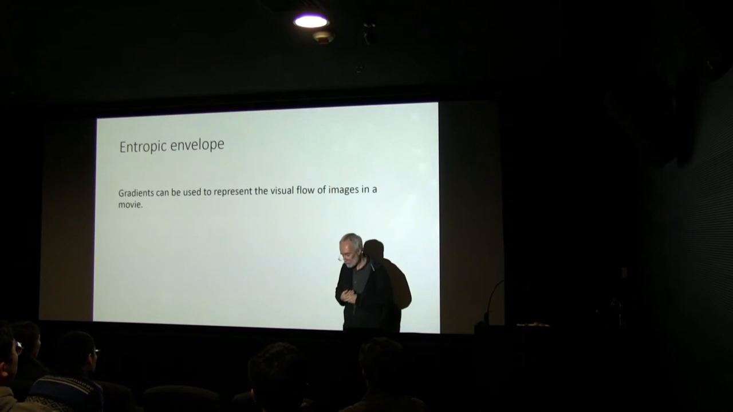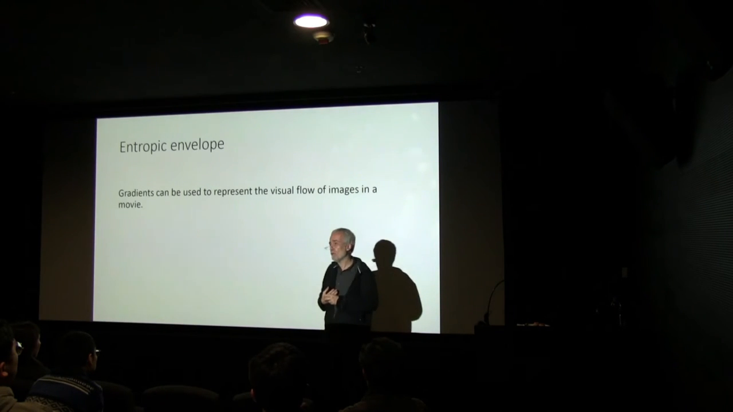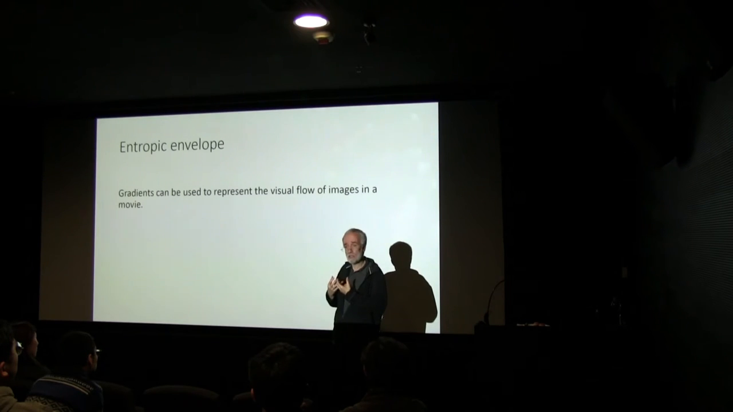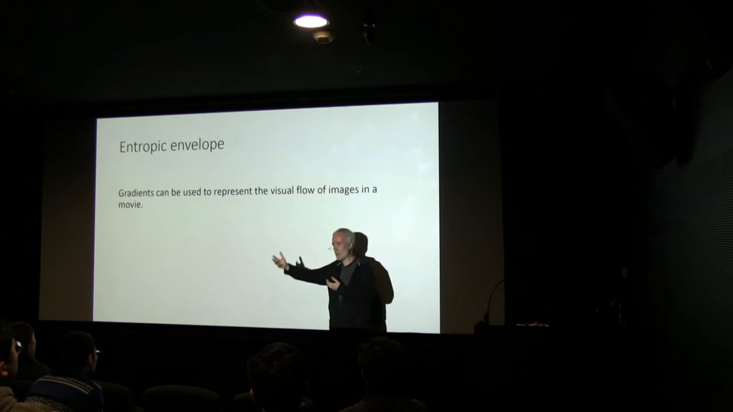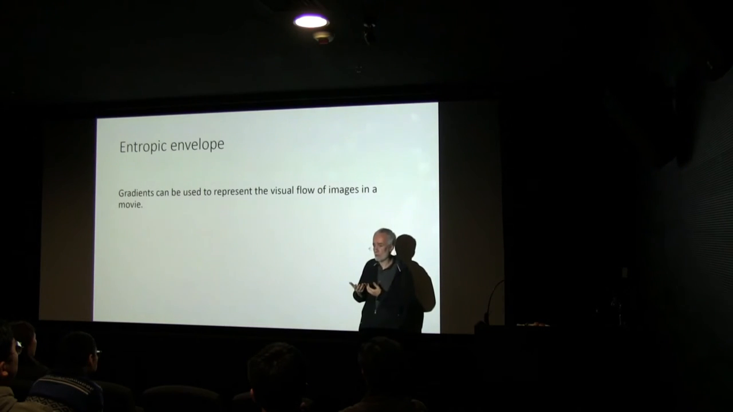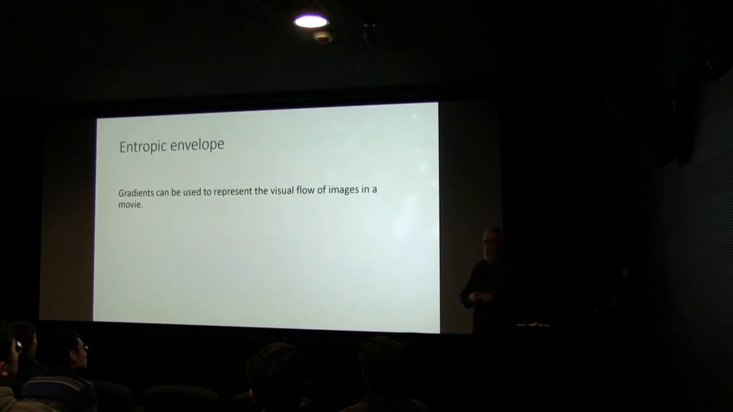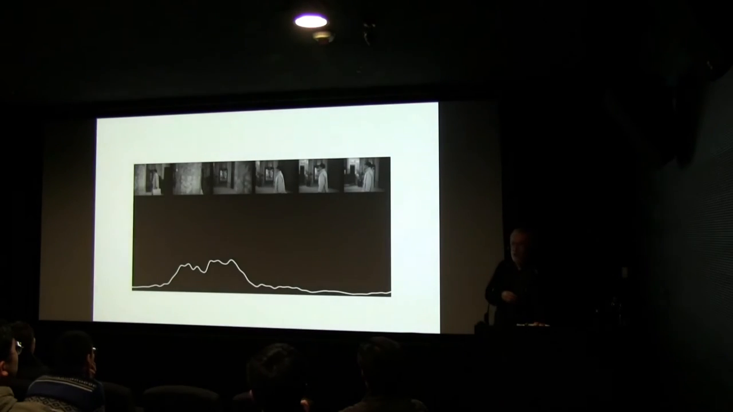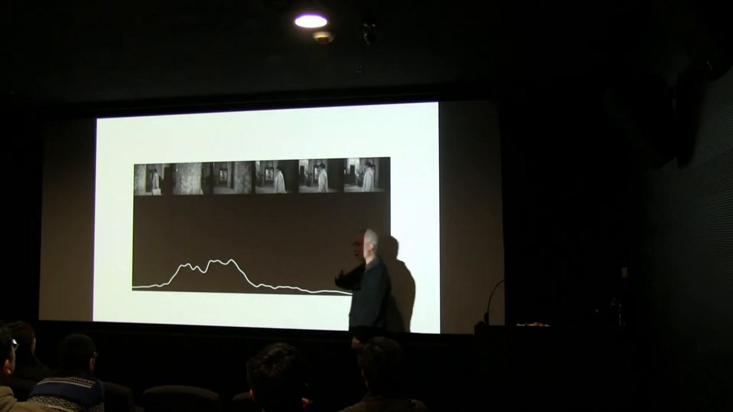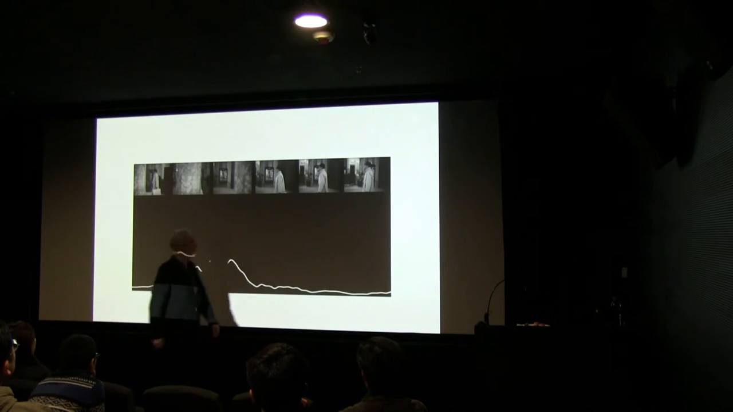But I always felt very dissatisfied with a lot of ideas in cinema studies, because there are many beautiful things about cinema for which we don't have words. And one idea is, we know that cinema is like a flow, like a melody of images, but we don't know how to describe it. And I thought I would try to develop a mathematical technique to describe the flow of images. So I use gradients to represent how a movie is changing over time.